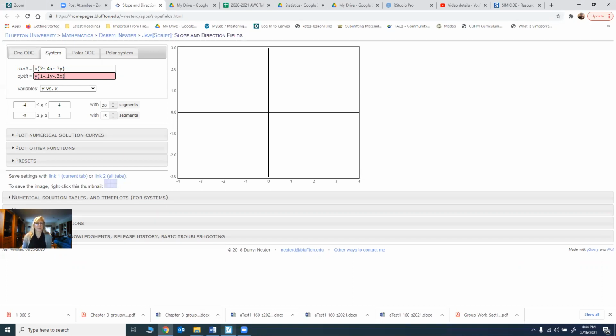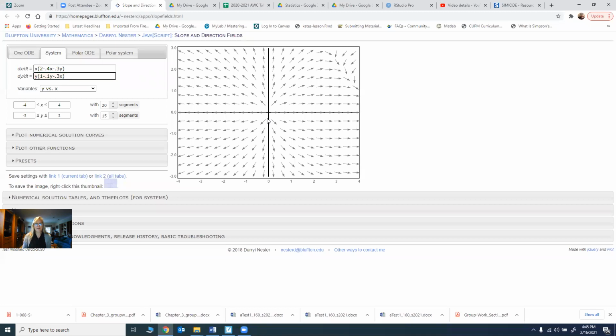Okay, so I like to compare, make sure I do have the right ones down. So I have x times (2 minus 0.4x minus 0.3y), and y times (1 minus 0.1y minus 0.3x). So I do have them correct. I'll hit enter. And this is what the slope field would look like.